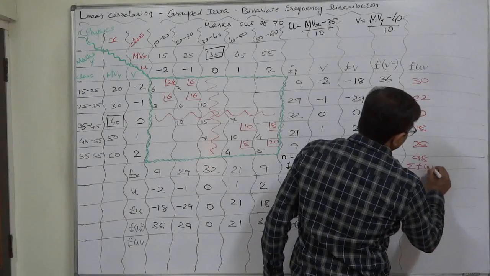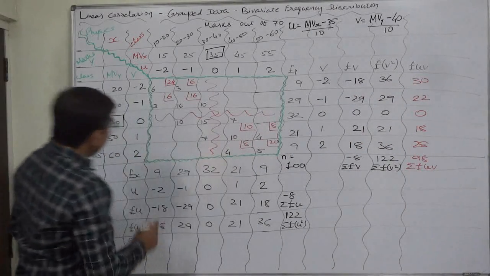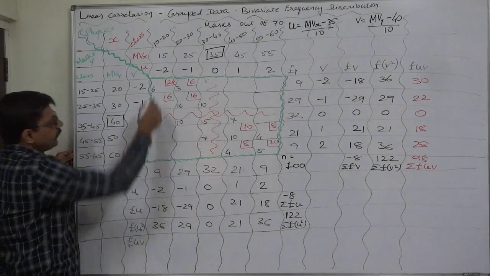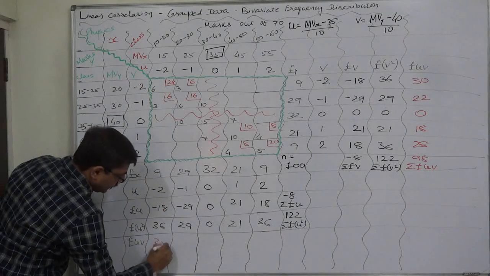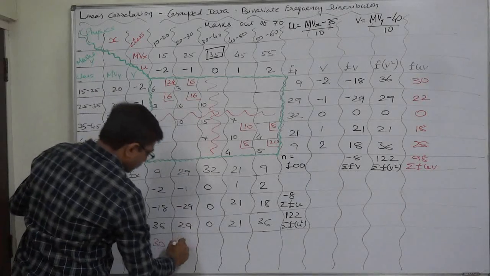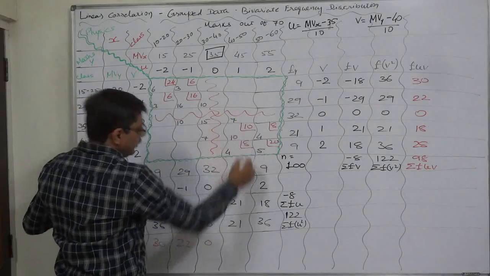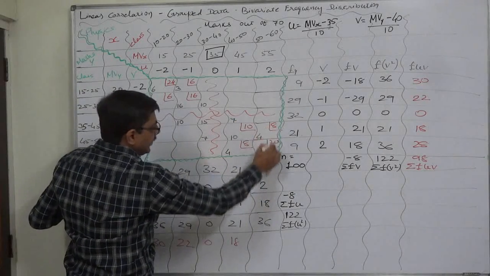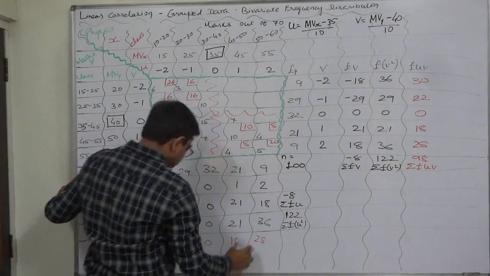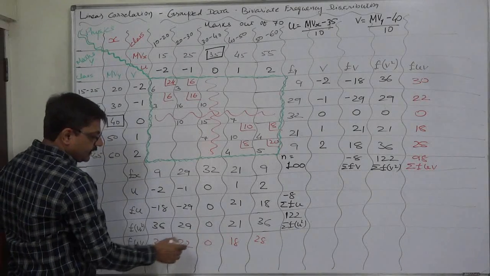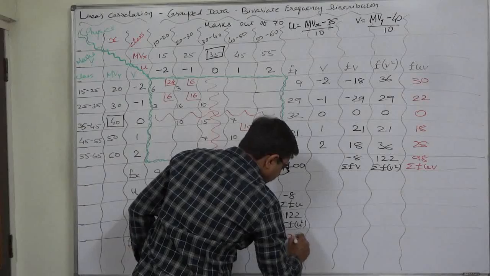Sigma FUV. Now the columnar form, rather the summation or total in the columnar form. 24 plus 6, 30. 6 plus 16 is 22. 0. 10 plus 8, 18. 8 plus 20, 28. 28 plus 22, 50. 30 plus 18, 48. 50 plus 48, 98.